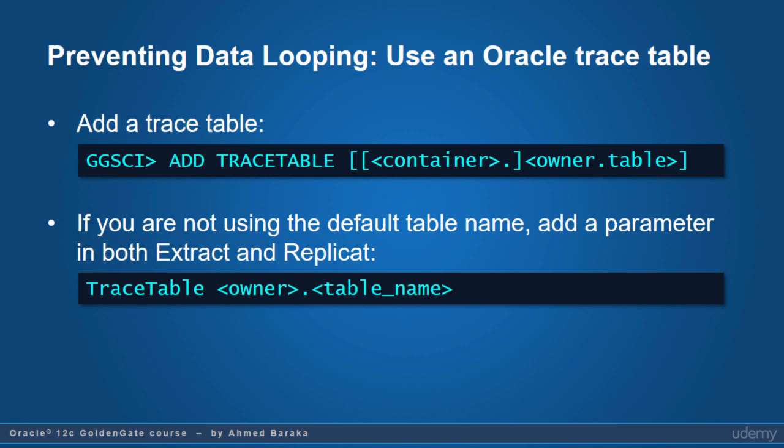If you use the default name to create the trace table, the extract and the replicate processes will automatically use it. If you create a trace table with a different name, you need to use the trace table parameter in the parameter file of both the extract and the replicate processes. I'm not sure if this option works in other databases, but I know it works well with Oracle Database.